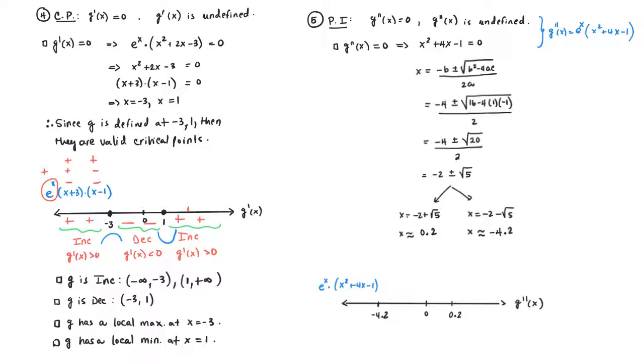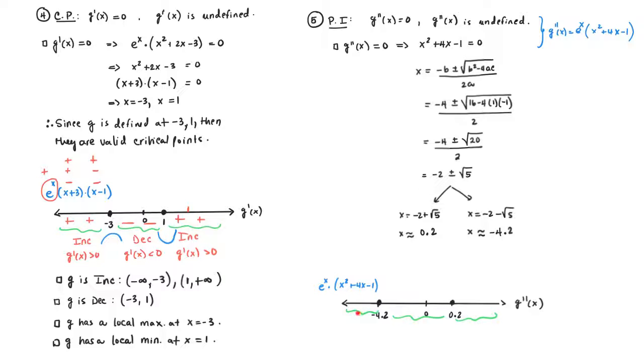Now, before I do that, I want to put a closed dot on negative 4.2 and a closed dot on 0.2, indicating that the second derivative is equal to 0 there. So now these are my intervals. This is one interval, another one, and a third one. I am going to analyze concavity there.